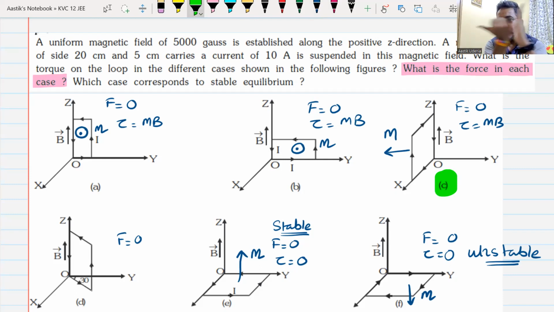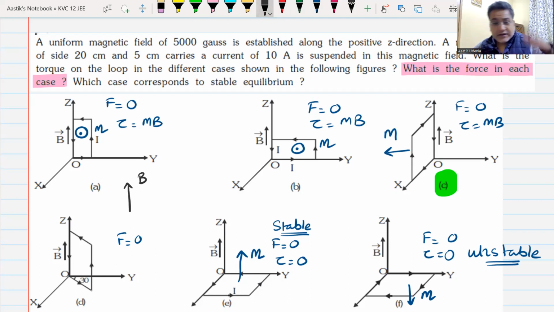See, the loop's magnetic dipole moment was like this. Now it has turned by 60 degrees. So it goes like this, 60 degrees. Yes or no? So the angle between magnetic field here, you can see magnetic field is going like this, B.